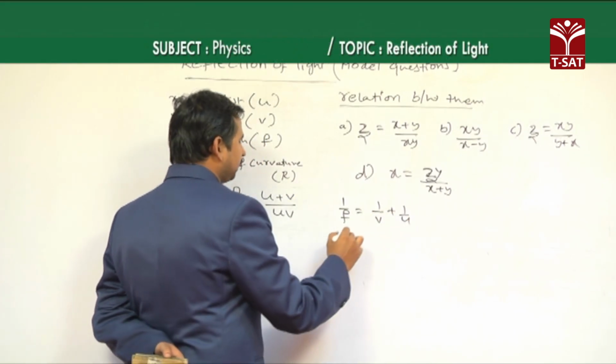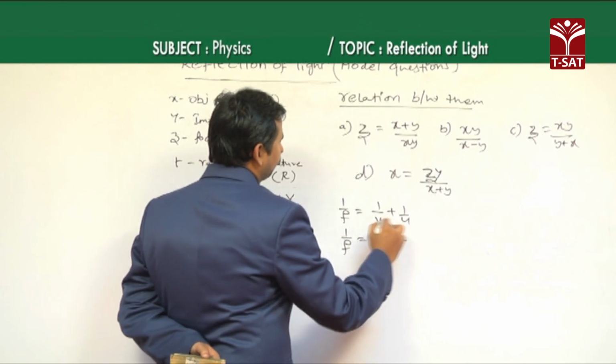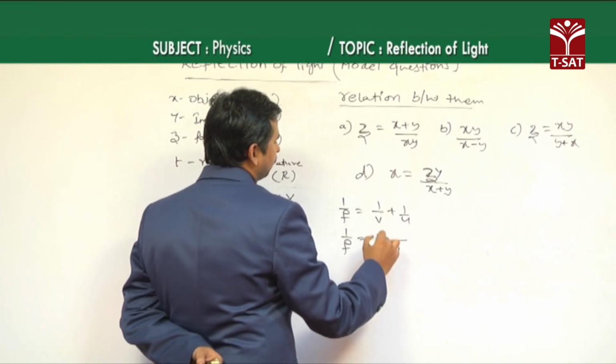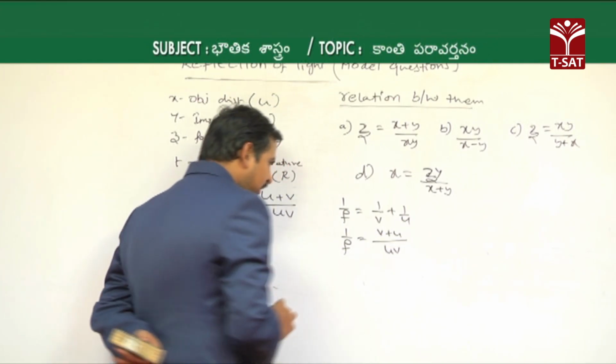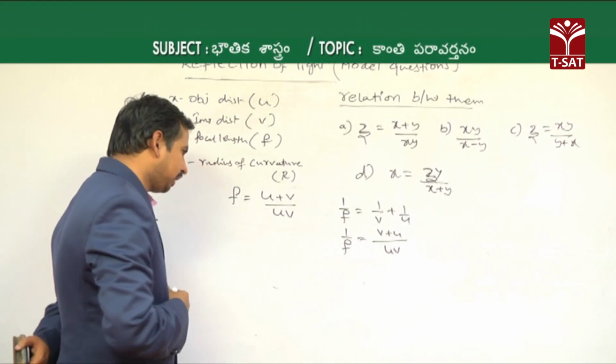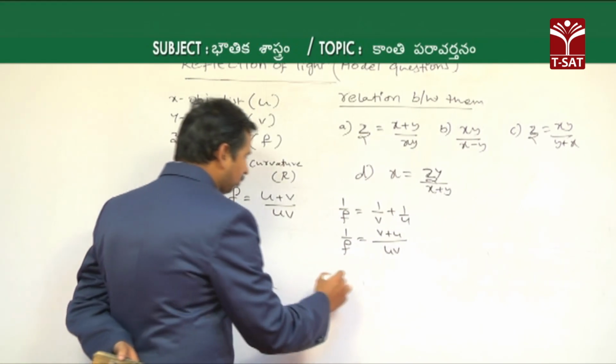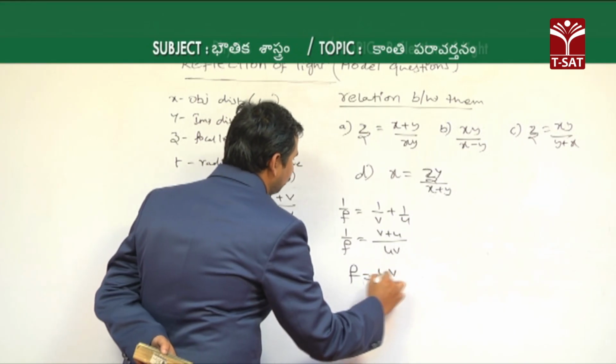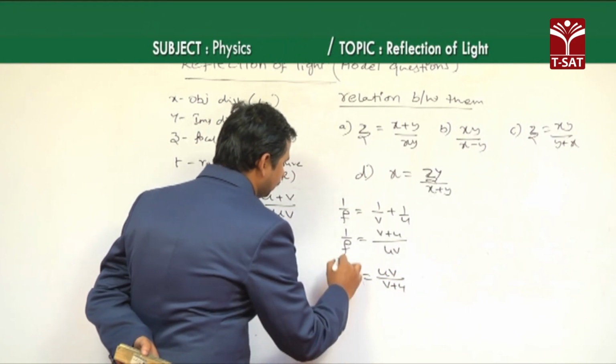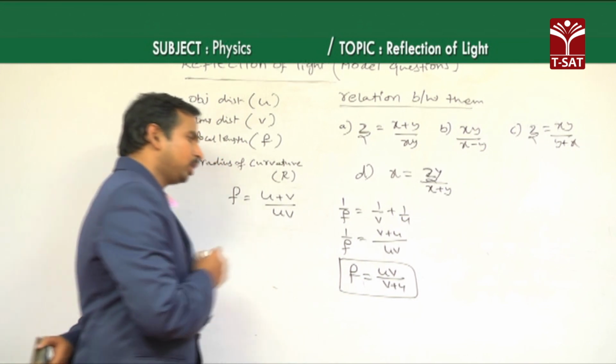Then if you cross multiply, 1 by f is equal to, with uv as the LCM, v plus u by uv. Then if you want to write the f value, it is equal to uv by v plus u. This is the actual relation we have.